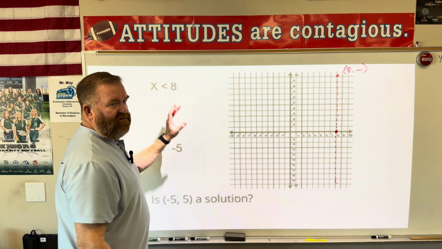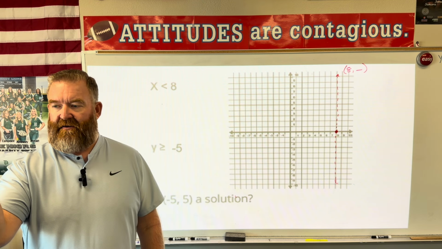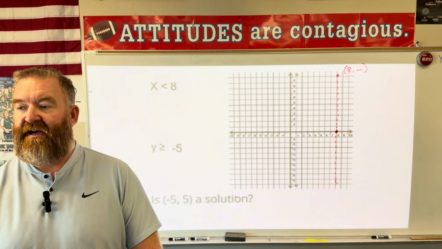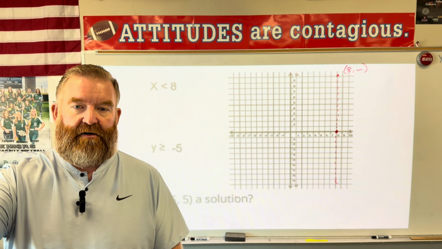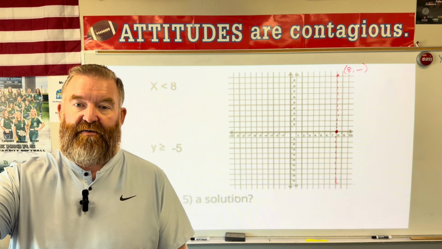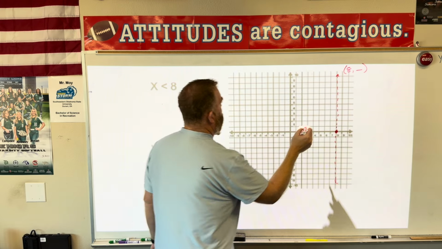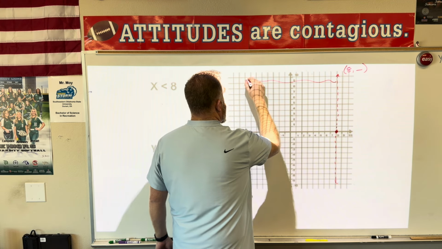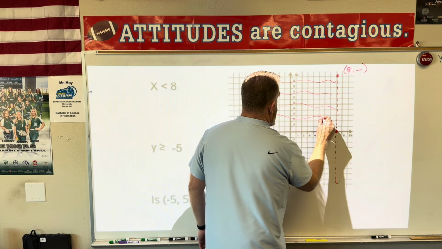Now, here's the tricky part. It's less than. This is the only one that's not above or below because it's a vertical line. So because it's a vertical line, if it's less than, which way do you think I shade? I can't go up and down. Less than. Which way would be less than on a number line? Left. This is the one that goes to the left. Everybody with me? This is the only one that doesn't go up or down.